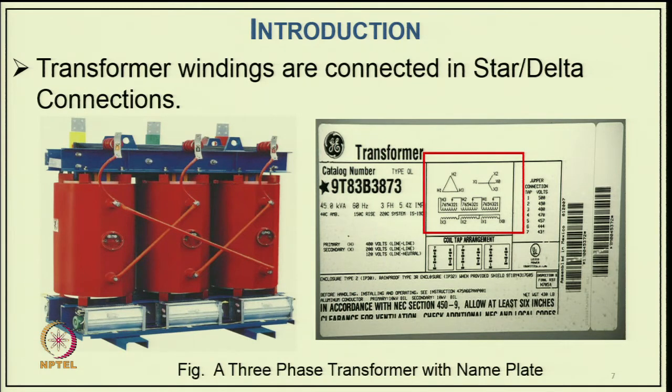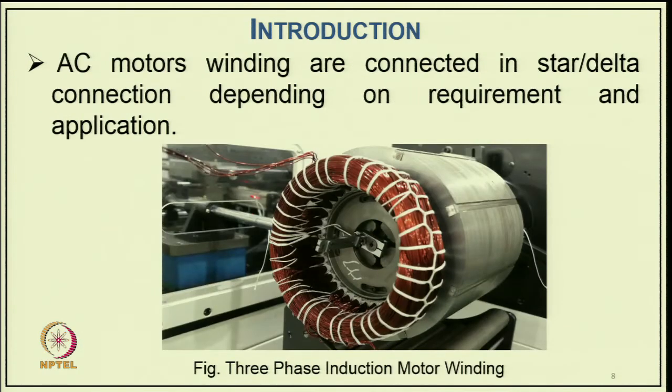So, closer to distribution, we typically connect delta star, to provide the star as a neutral in that specific case. Otherwise, in primary distribution, normally these connections are star to delta connection of the transformer.